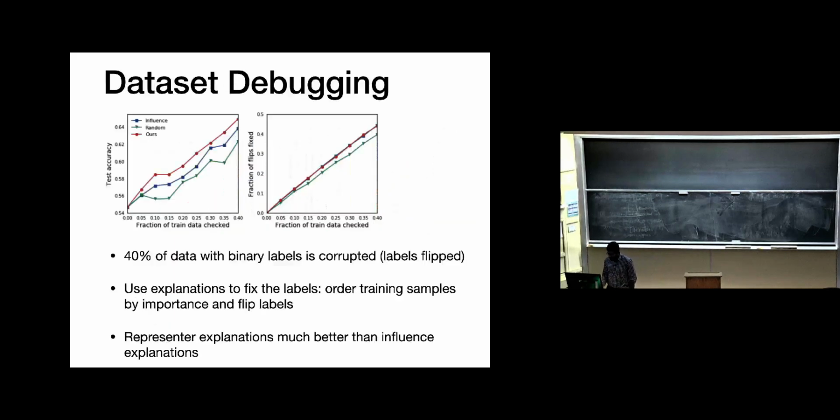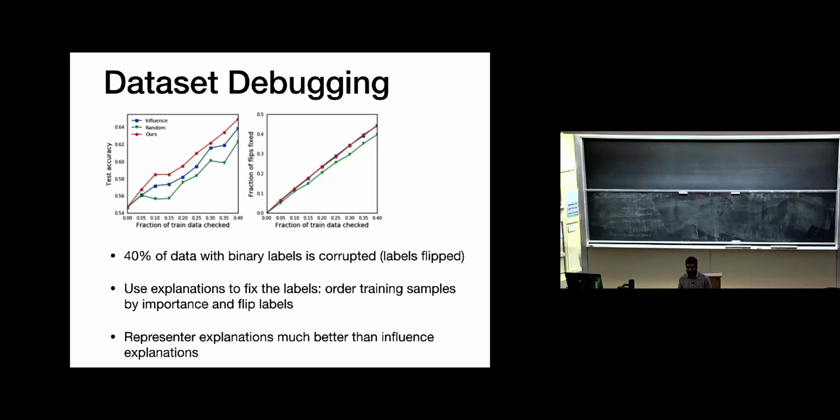So that's one issue with the previous methods. In particular, given the fact that these negative representers are the maximally confusing training images or data, I can actually use this for debugging a data set. So here is this experiment that we did.